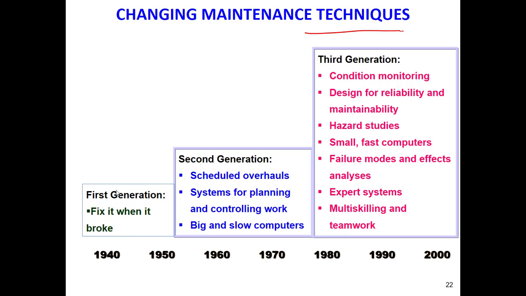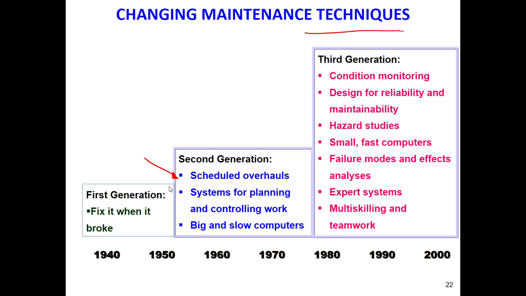Before, in the first generation, it was just fix it when it's broken. In the second generation, there was a systematic and scheduled overhaul. Overhaul means, let's say, they were stopping the heat exchanger after every few months, cleaning it, fixing it, and then putting it back in operation. So that was a scheduled overhaul.